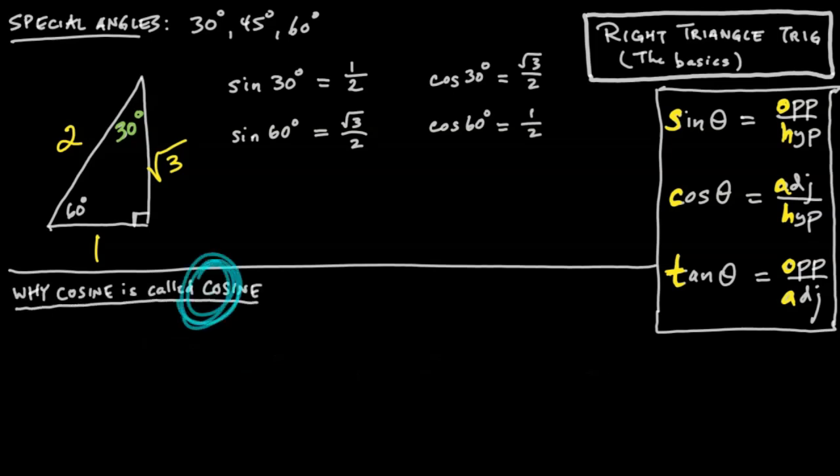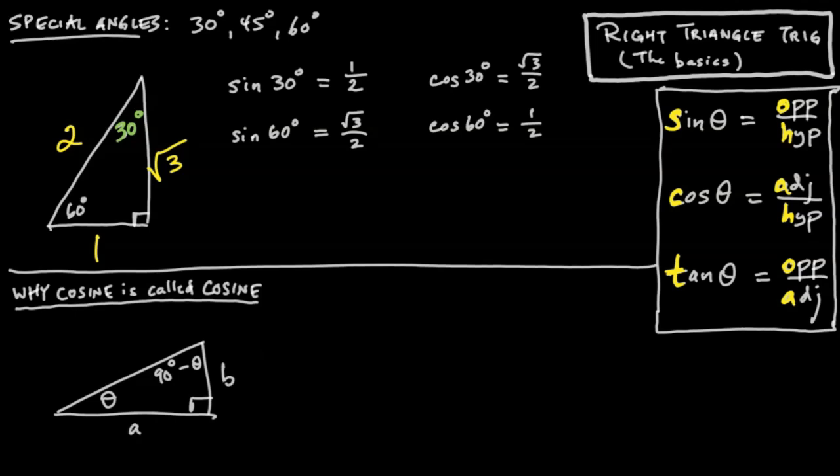What does the co tell us? Well, let's suppose that we have a right triangle with some angle theta. Then what do we know about the remaining angle? Well, as we said before, that is going to be the complement of theta, 90 degrees minus theta. Let me give names to the three sides of the triangle. Let's just call them A, B, and then C for the hypotenuse.